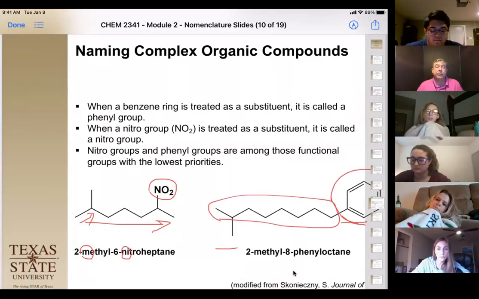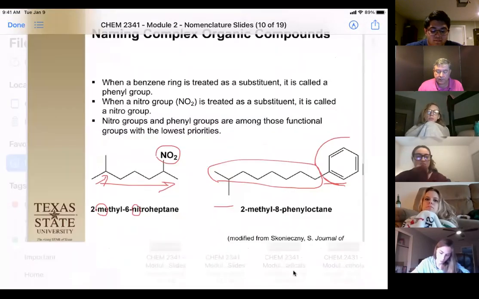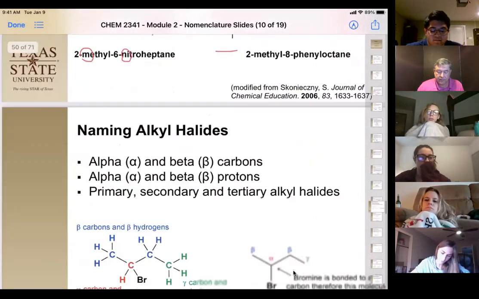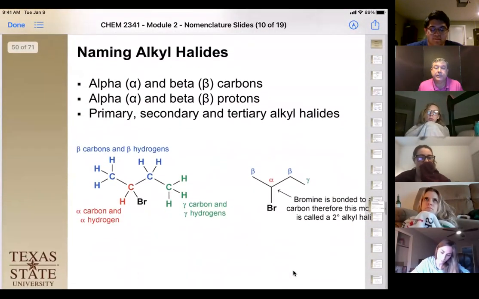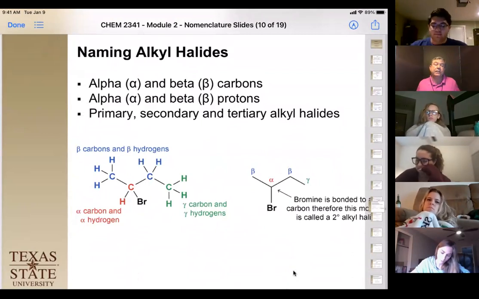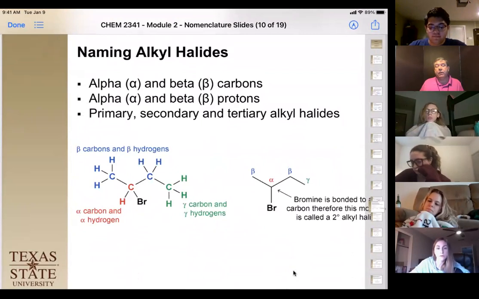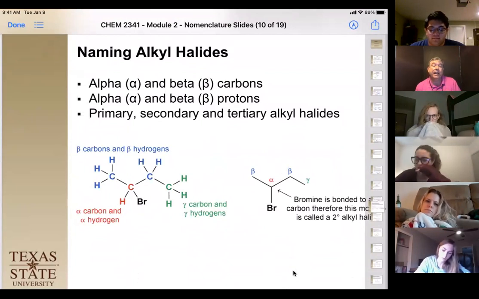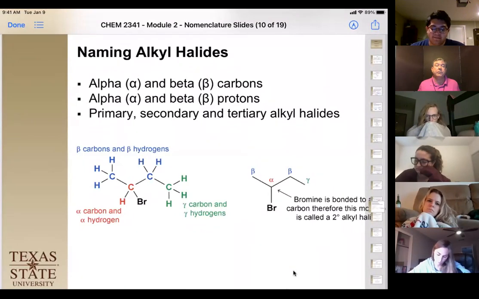And chlorides are the same way. The chlorides also do not change the name. All right, so now let's talk about halides. Alkyl halides, we have a bunch of different kinds of them, and we have to know where they are in proximity to other carbons because the hydrogens and carbons that are next to them have different reactivities. So we want to be very specific about where our halogens are.